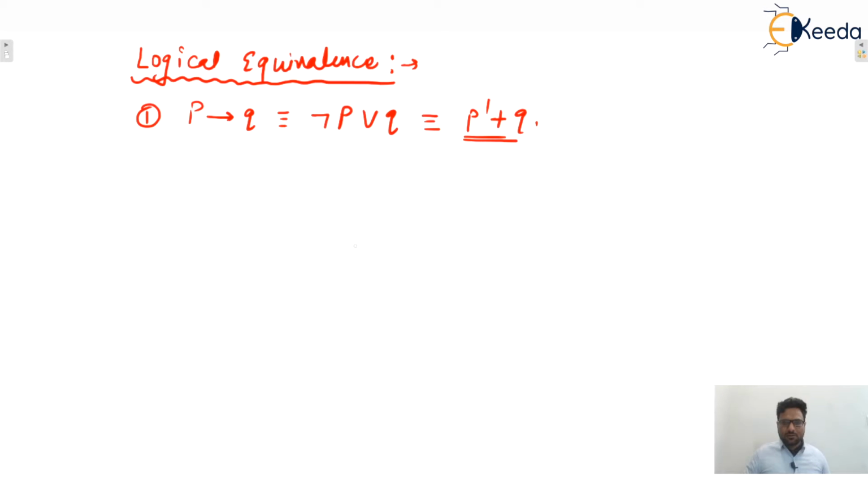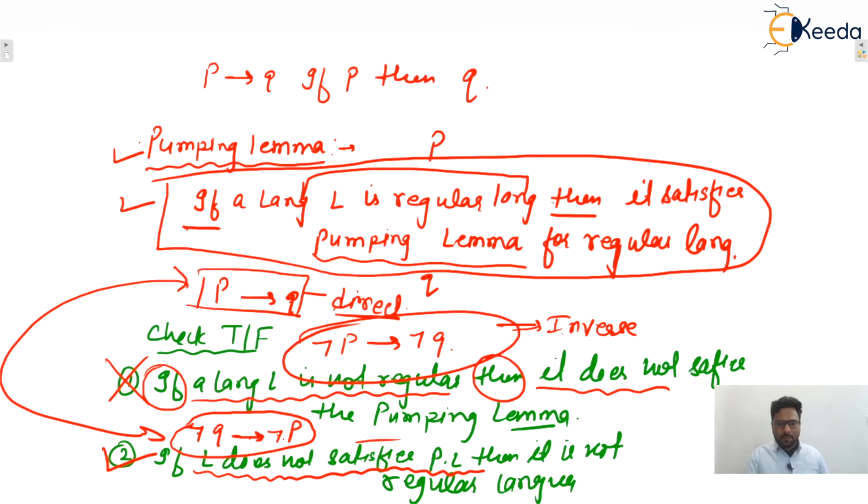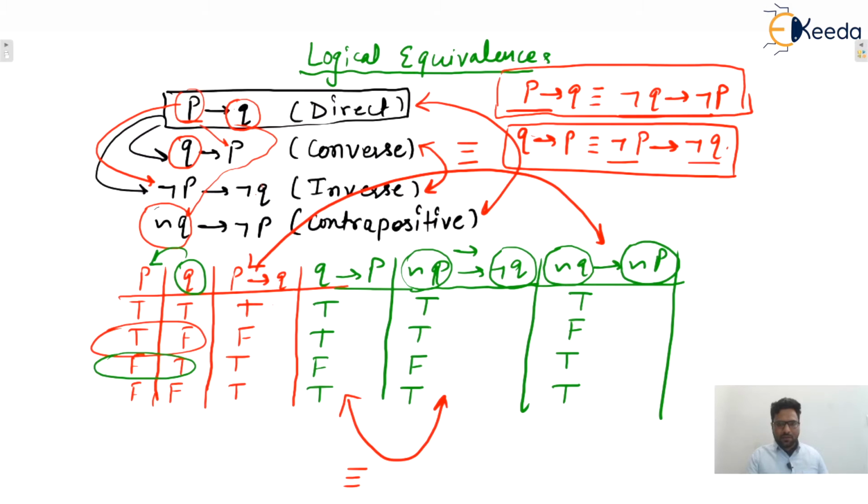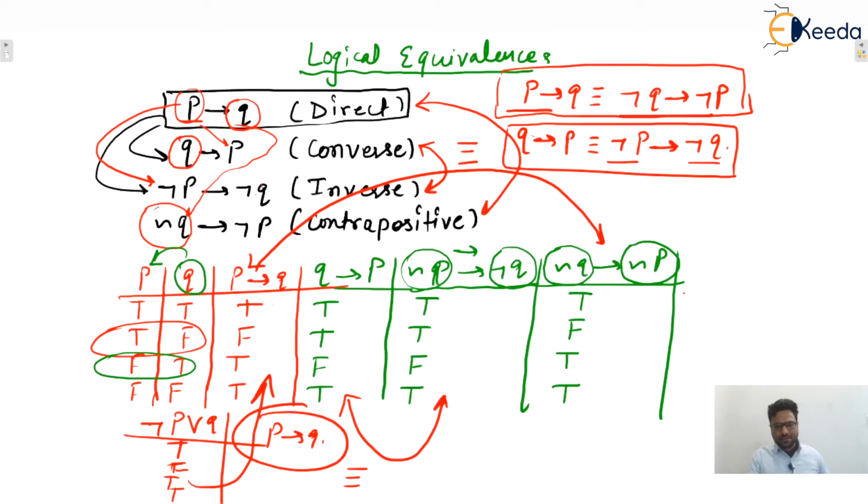In the last slide, you can see the last one, this truth table is there. Now here, make one more truth table, that is negation P or Q. First find negation P, then take the OR with Q. So this one will be true, false, true, true. Yes or no? So we can say that this is equivalent to P implies Q only.